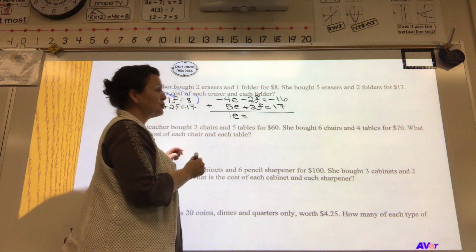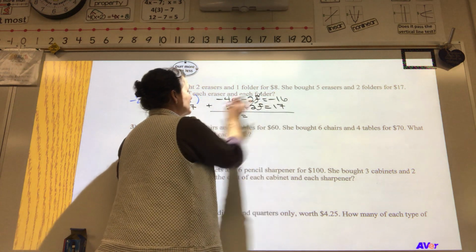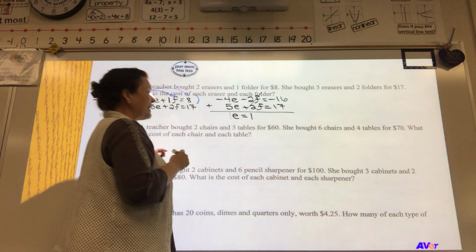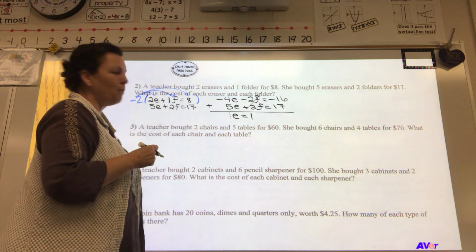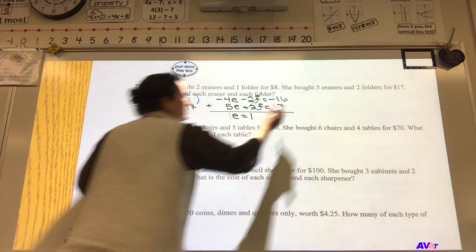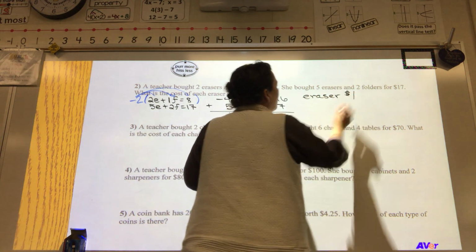You can put that 1 there too if you're a visual person. And then 17 take away 16, or negative 16 added to 17, is positive 1. Wow, an eraser, it already solved itself. We have nothing to do. An eraser is $1. Nice. Let's write that down. An eraser is going to be a single $1.